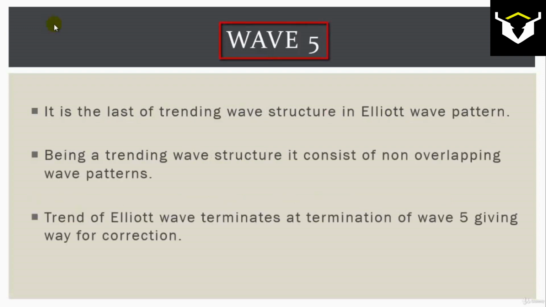Next is wave 5. It is the last of the trending wave structure in the Elliott pattern. Being a trending wave structure, it will unfold in a 5-wave non-overlapping wave structure. Even if it fails to unfold in 5 waves, nonetheless it will unfold itself in a non-overlapping wave structure, since that is the characteristic of a trending wave.